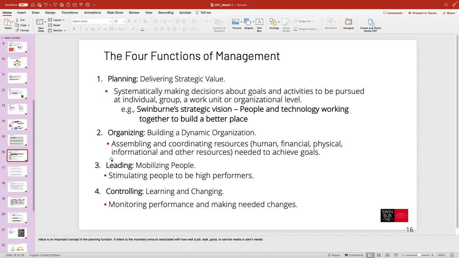Guys, we can do all of these things, but we still may not be the best organization because we also need to control things. We need to learn and change. We need to see how we're performing. We need to monitor our performance and see whether we are in line with our organizational goals, and whether we are using the right strategy to achieve these goals. If not, learn from these mistakes, learn from what you're doing right, and adapt to new changes as well.